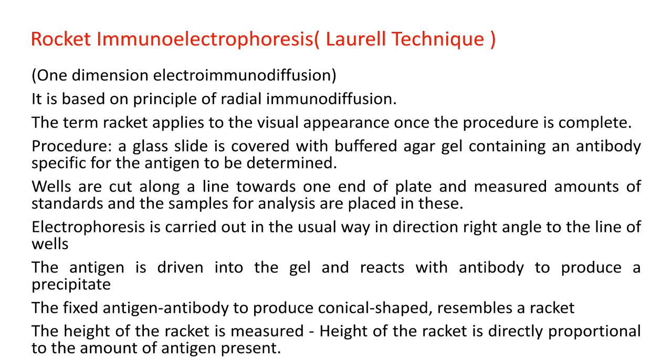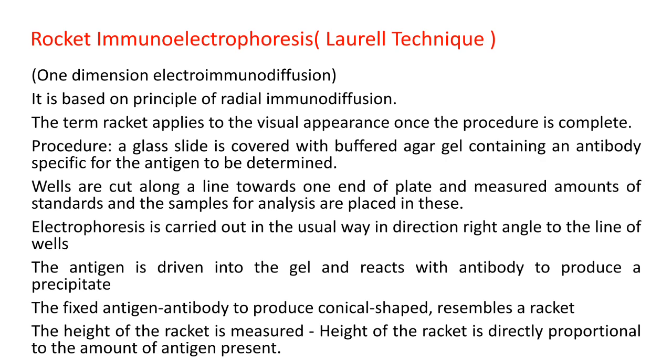The procedure is: a glass slide is covered with buffered agar gel containing an antibody specific for the antigen to be determined. Then wells are cut along a line towards one end of the plate, and measured amounts of standards and the sample for analysis are placed in them. Electrophoresis is carried out in the usual way, in a direction at right angles to the line of wells. Next, the antigen is driven into the gel and reacts with the antibody to produce a precipitate. The fixed antigen-antibody complex produces a conical shape which resembles a rocket.